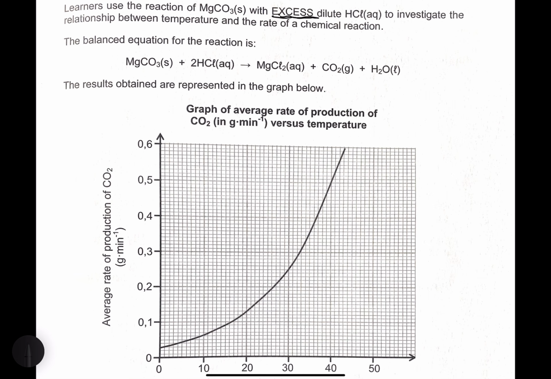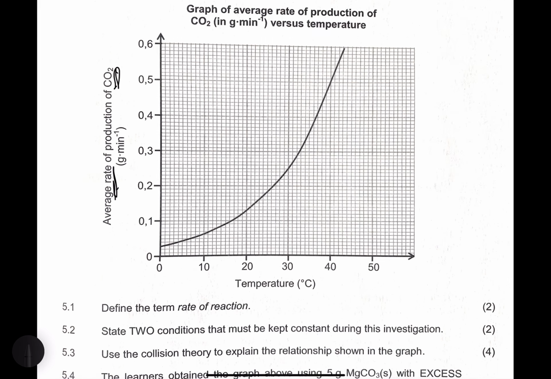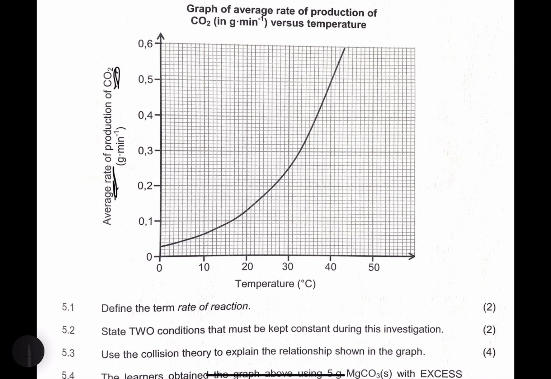So they say to investigate the relationship between temperature and the rate of chemical reaction. So they give us the balanced equation there for this reaction, and they also give us the graph. Okay, note that this is the graph of average rate of production of carbon dioxide, right? So it means that we are looking at the rate of production of carbon dioxide. Keep that in mind.